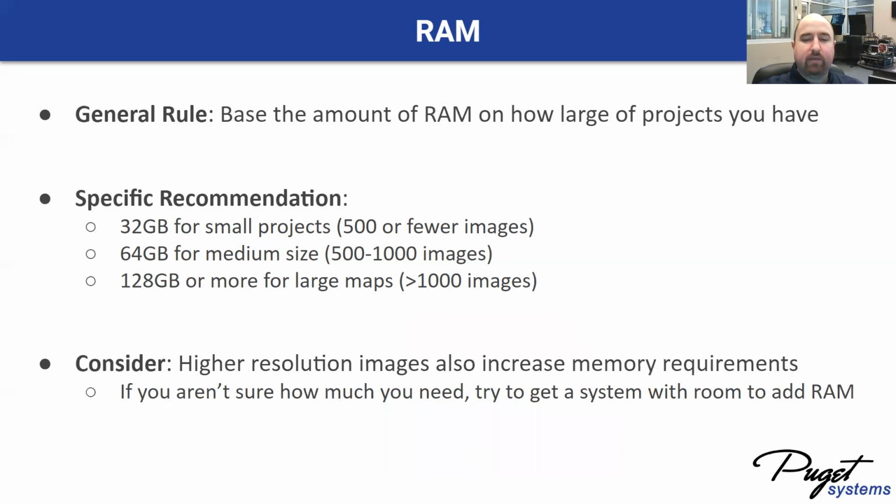And then, again, like I was mentioning, if you're using higher resolution images, bump up the memory a little bit to be on the safe side. And if you're not sure how much you're going to need, try aiming for a system where you have room to add more. So for example, if you get a motherboard like a Threadripper with 8 slots for memory, you get a system populated with 4 of those, maybe say 64 or 128 gigs of RAM, but just in 4 slots.